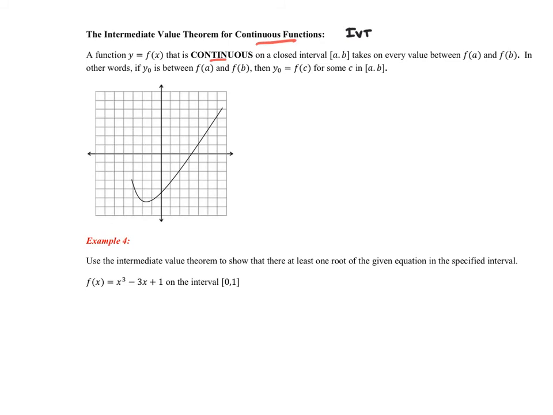So let's make sense of that. Here is the x value a, and this point is the point a, f of a. So here's the output f of a.